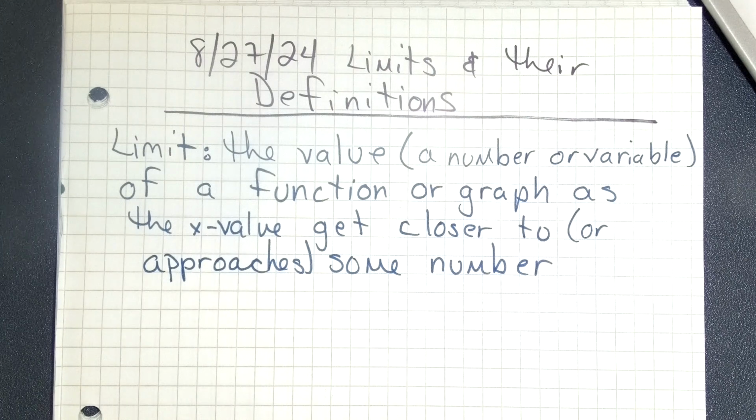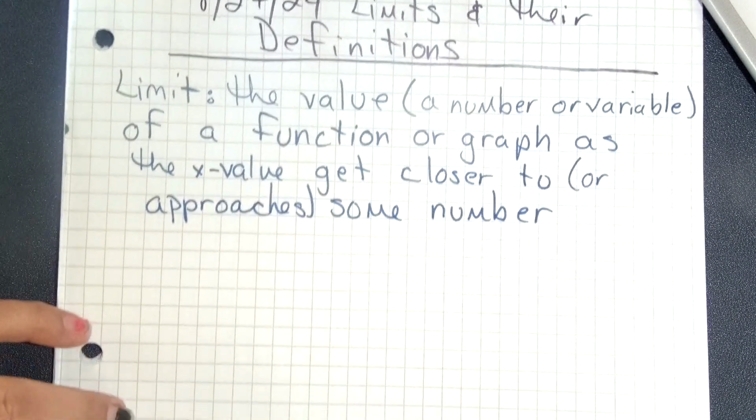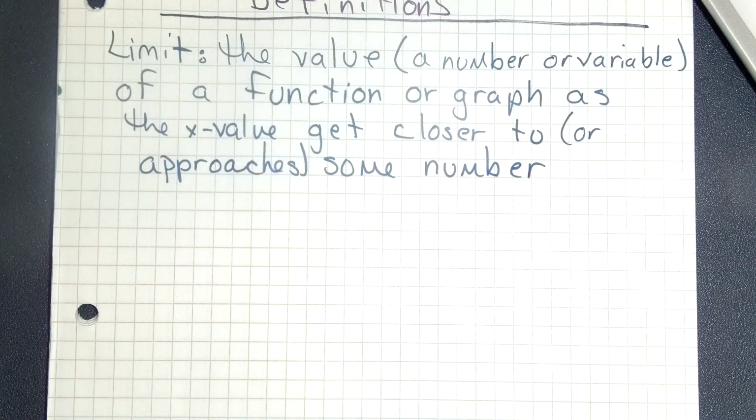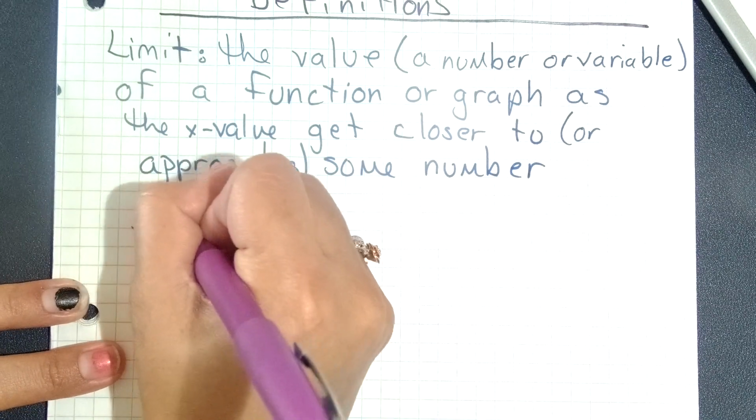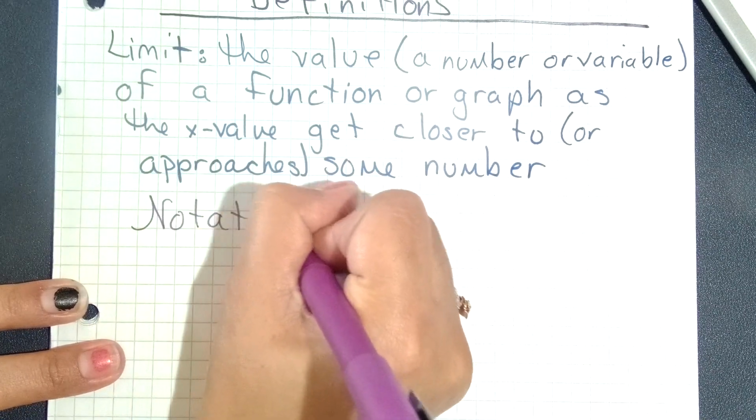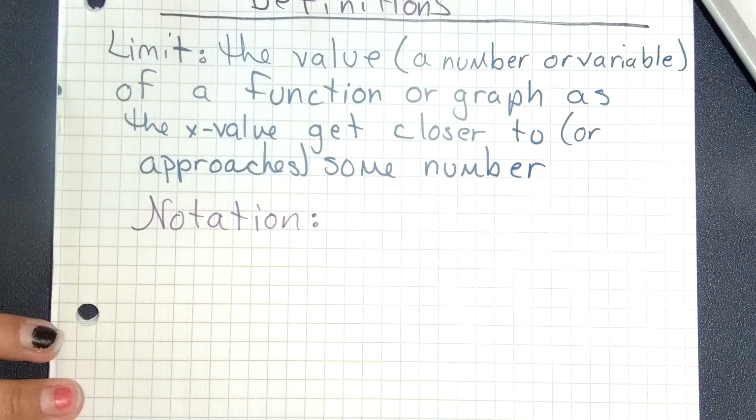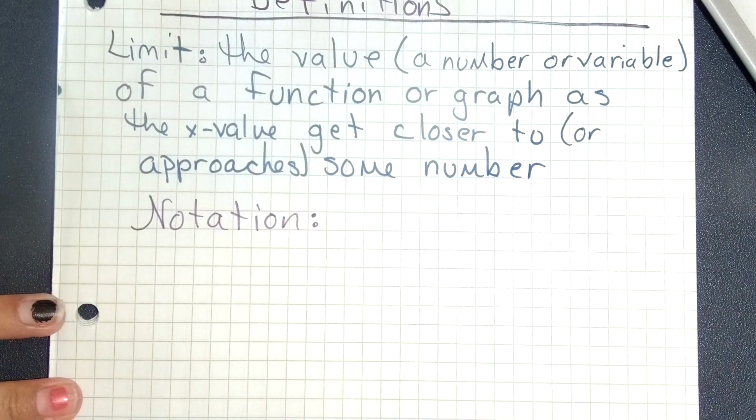So the limit of a function is the value. So we're going to look for a number or variable. We'll get to variables a long time off. Of a function or graph as the x value gets closer to or approaches some number. In all things in math, we don't like to write a lot. We don't like to write tons of words, so we have notation. So the notation for this is as follows. And then I'll write how we read it and what part goes to what.